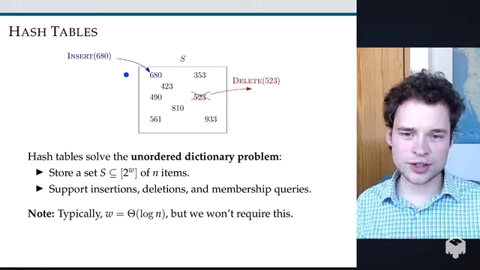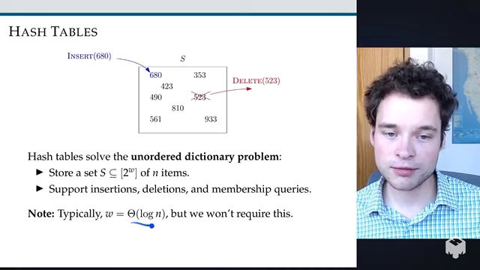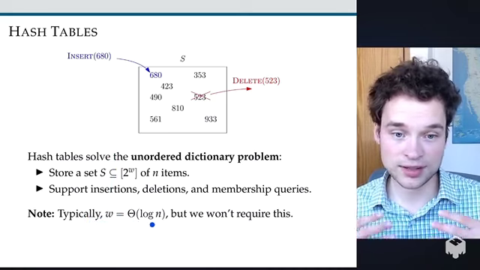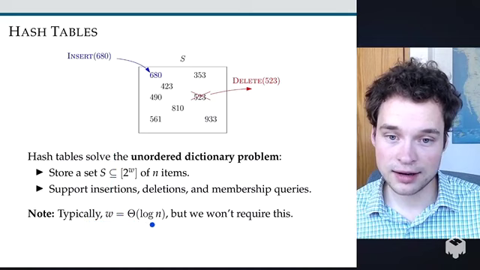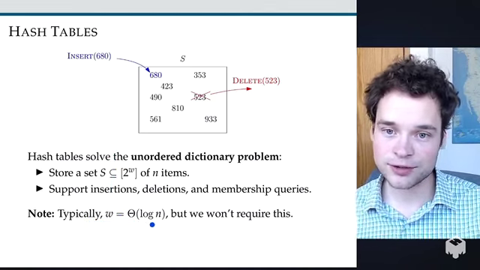And then one more thing just for intuition is that we typically think of the machine word W as being theta log n. So the size of the machine word is theta log n. But our results in the paper won't actually require that. It's just kind of nice for intuition.